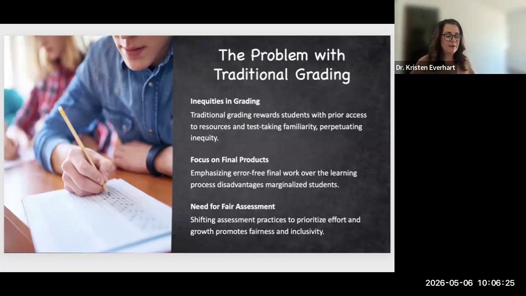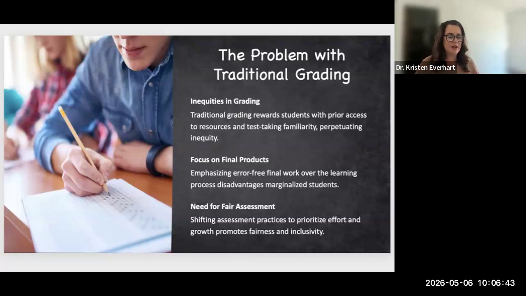So there's also a hyper focus on the final product. Are we going to get the A? Are we going to get the B? Did we get an 88? Did we get a 92? So it emphasizes error-free final work. What did they get? What did they earn on that assignment? And it disadvantages marginalized students in that way.